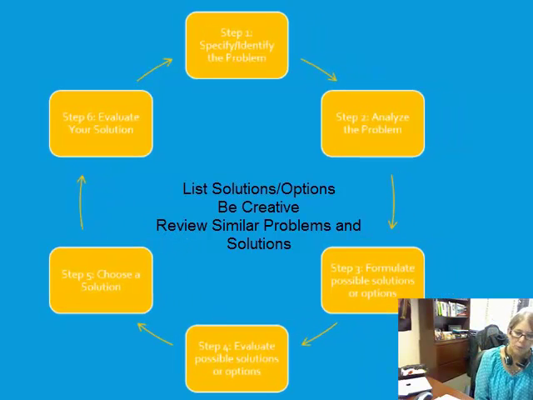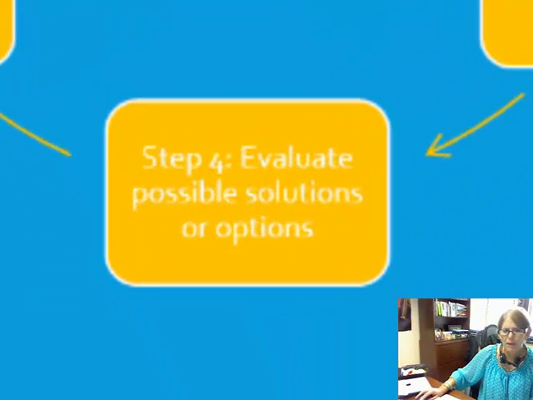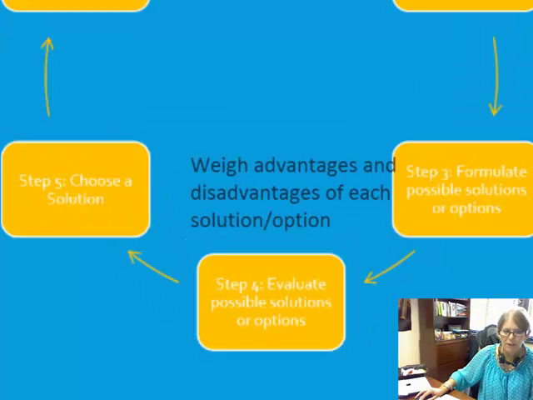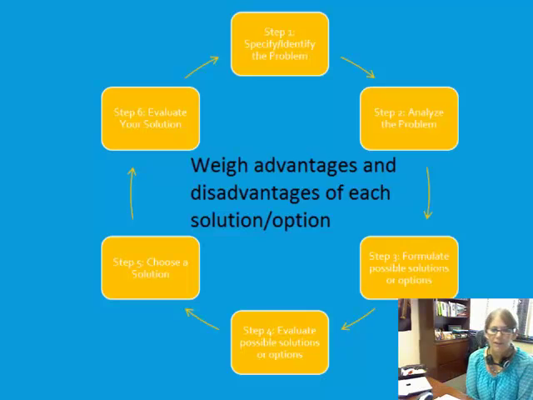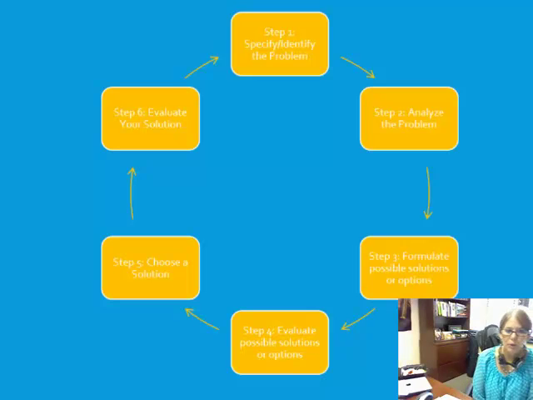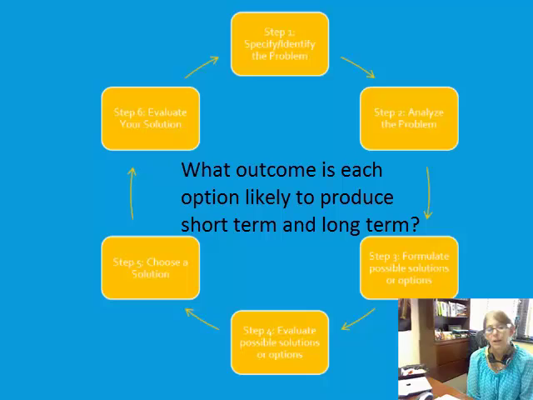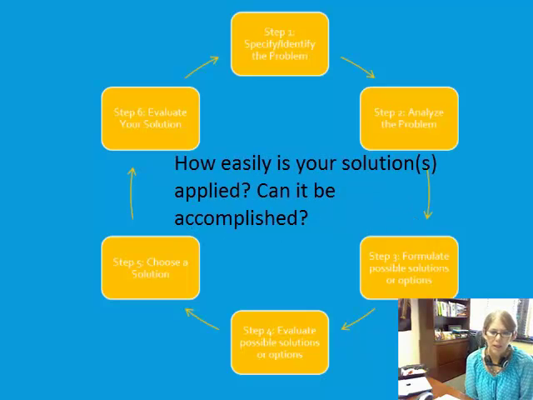And then in step 4, you're going to evaluate your possible solutions because you've come up with many possible solutions. So you need to look at those and weigh them for their merits and their weaknesses. So you'll look at the advantages and disadvantages of each of your potential solutions. You're going to also ask questions that might help guide your evaluation. Some of those questions might be, what outcome does each option likely have for short-term and long-term effects? How easily is the solution applied?